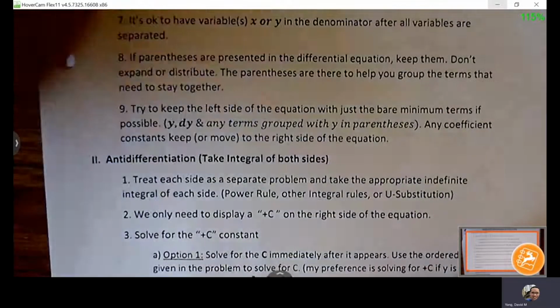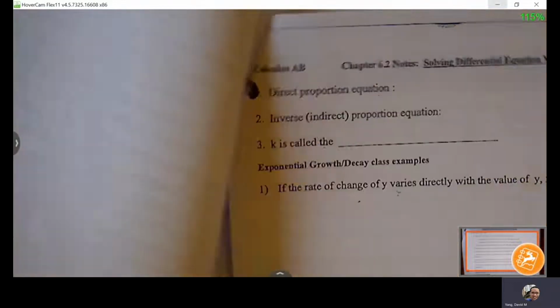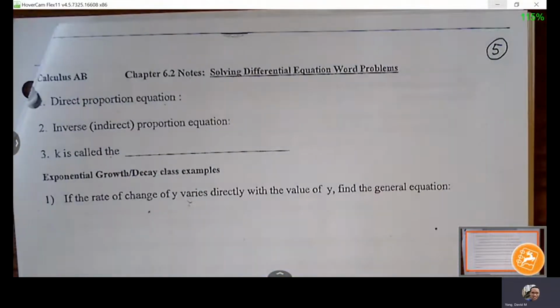Okay, so let's go to page 5. We're going to do a little bit of practice with solving a differential equation, but our focus after that is mainly going to be using that equation to solve for missing variables. Okay, if you have your calculator, go ahead and have those out.